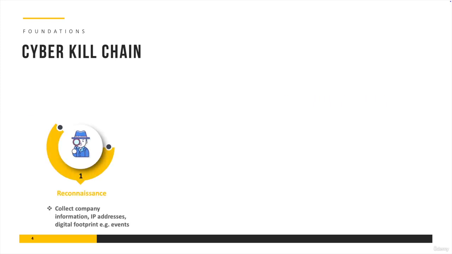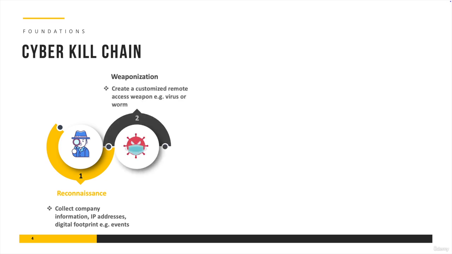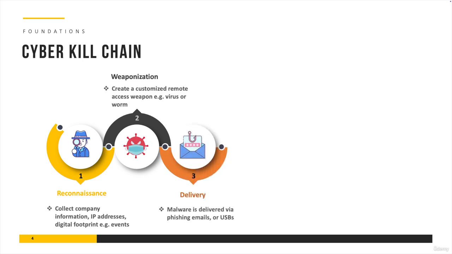So the first phase is reconnaissance, where the attackers collect company information, IP addresses, their digital footprints, for example, if there are any events upcoming. So once they have that, they craft a specific malware which is targeted based on the information they collected in the reconnaissance phase. In the next phase, which is the delivery, the attackers try to deliver their crafted malware or their exploit to the target system. This can be done via phishing emails, dropped USBs.